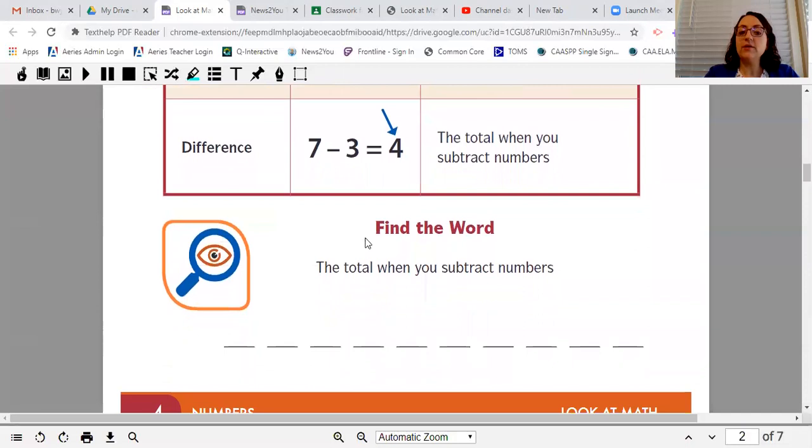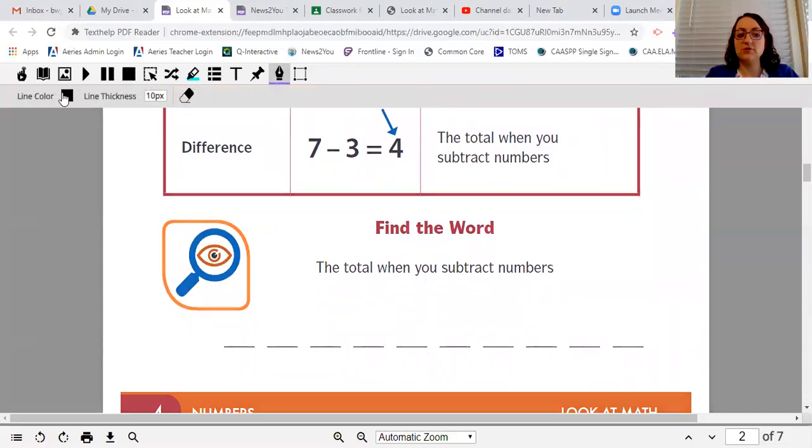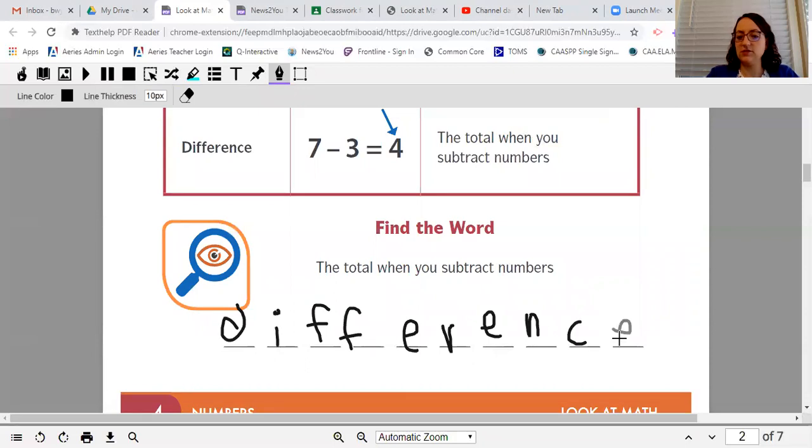So now I need to find the word, and it asks for the total when you subtract numbers, which we just said was the difference. Excuse my poor little d there. My handwriting isn't the greatest with this freehand, but it gets the job done. All right, guys.